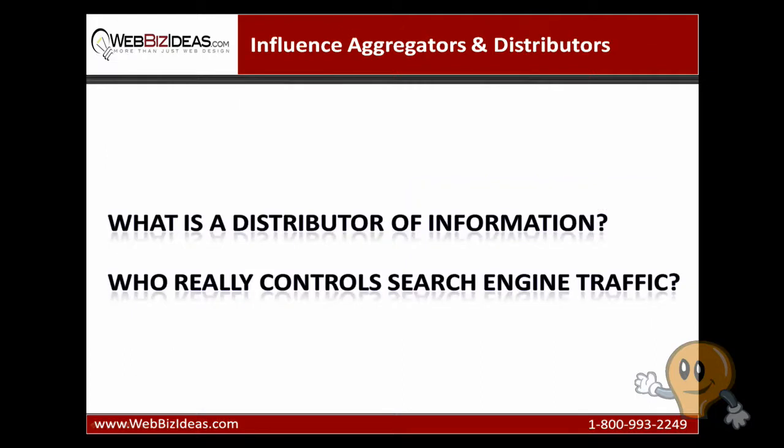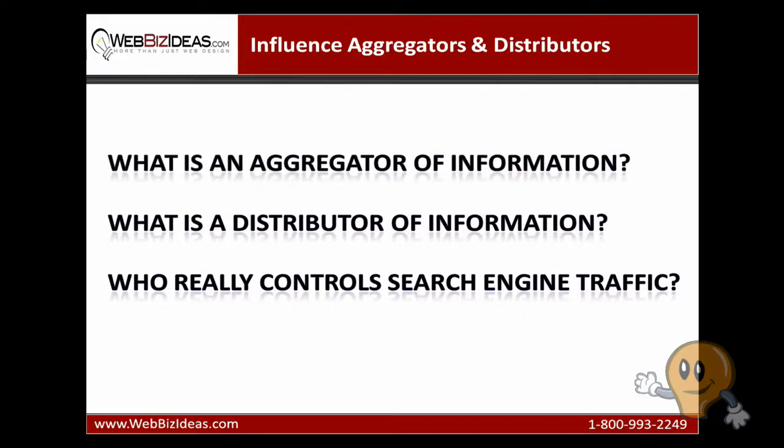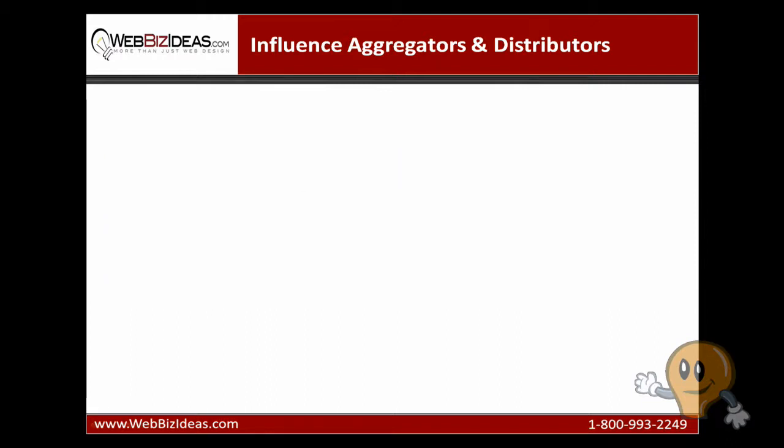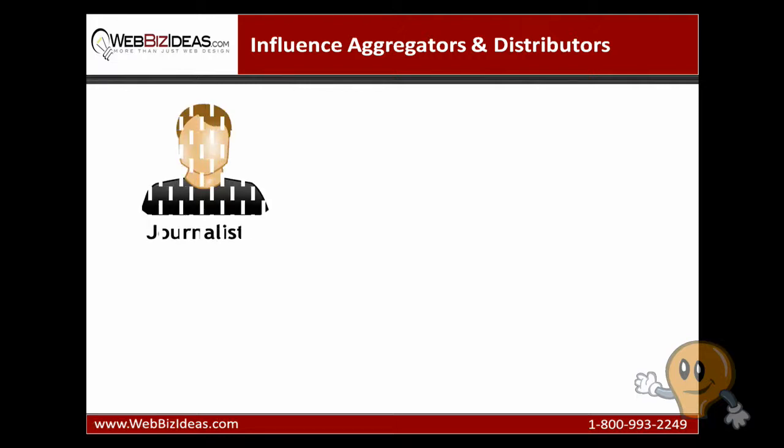But what is an aggregator of information? What is a distributor of information? And how does this all relate to search engine traffic? We will discuss all three questions mentioned here now. First, let's define an informational aggregator. An aggregator of information is a site or a source that collects information that people refer to for trusted information.